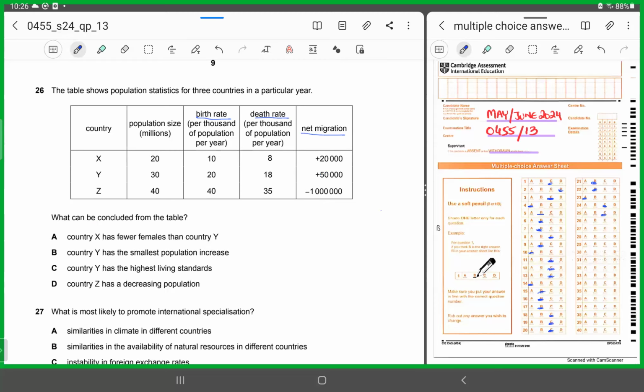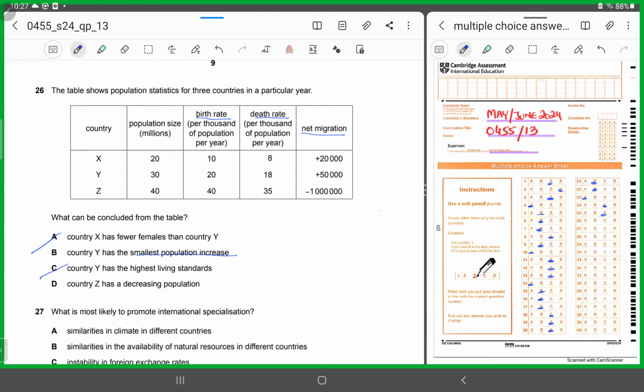A says country X has fewer females than country Y. The table does not give us any statistics for males and females, so you can chop A at that moment only. B says country Y has the smallest population increase. All right, we'll find this out. C says country Y has the highest living standards. Can you make any statement about living standards by looking at the death rate or the birth rate or the net migration? No. So you can chop C off.